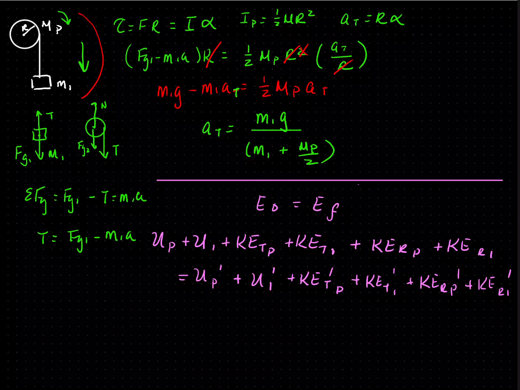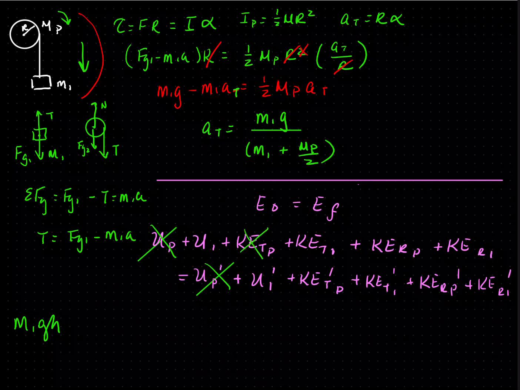So the pulley will have no height. The reason it will have no height is because its height at the beginning and at the end is going to be the same because the pulley does not move in the vertical direction. So that could be canceled out. The object of mass 1 will have height because it has the ability to fall. So M1GH. The pulley will not have a translational kinetic energy because it is not moving in the x, y, or z direction. It is only rotating.